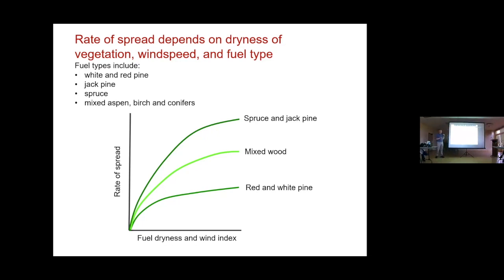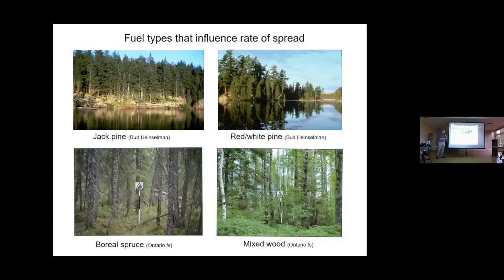And again, the faster it goes, the more likely it is to stay in the crowns. And so here are some of those fuel types. I said it goes fastest in jack pine. Here's a 50-year-old jack pine stand from one of Bud Heinzelman's pictures. Does that look like a high canopy density to you in the upper left? That would easily sustain a crown fire.